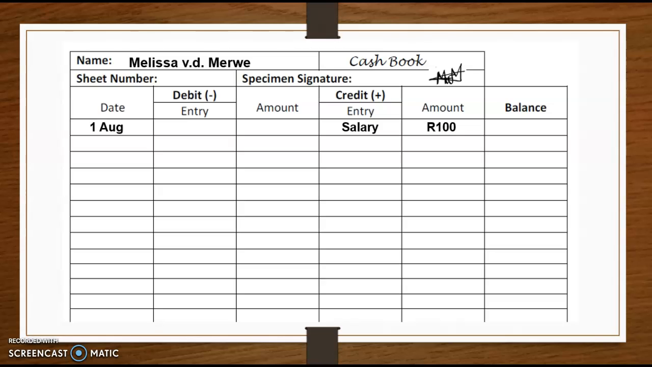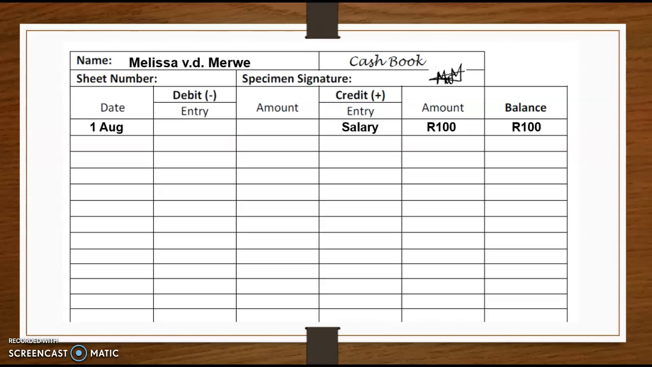Now, in the balance column, we've started off with 100 Rand. And if you receive money, you add to the balance. And if you lose money, you have to minus from the balance. But don't stress about it now. I'm going to explain it as we go along. So for now, our balance would be 100 Rand.